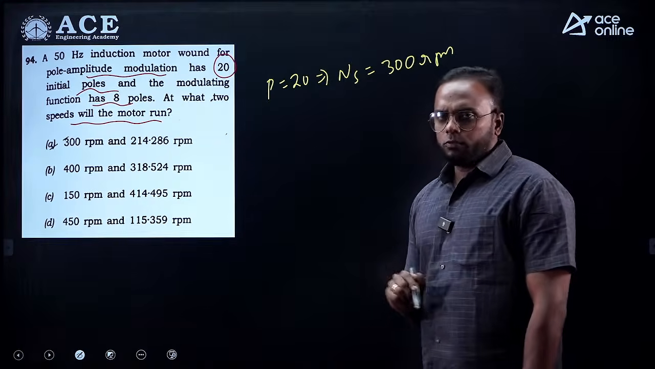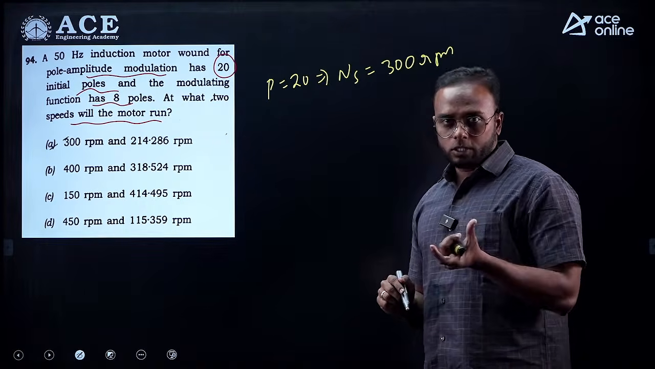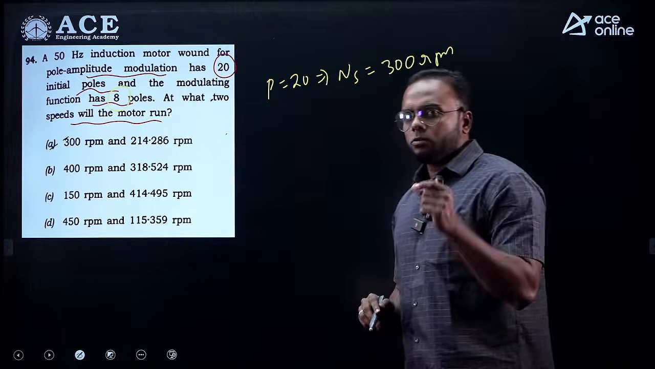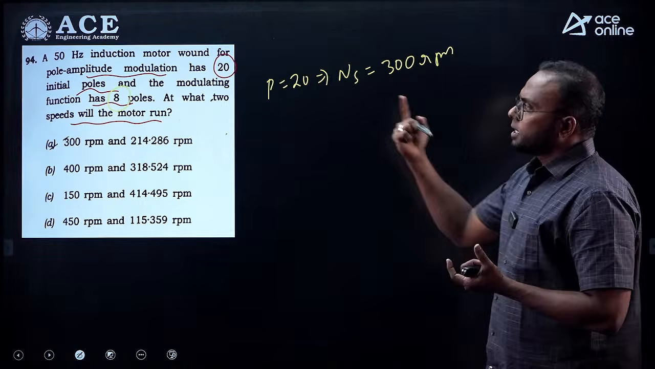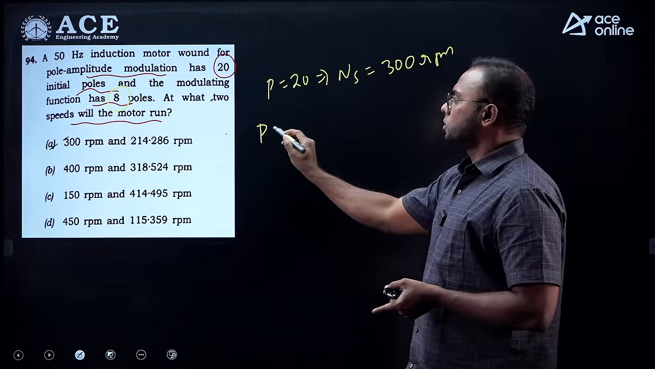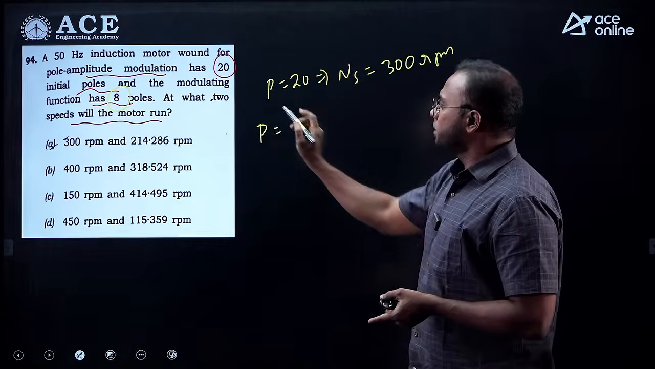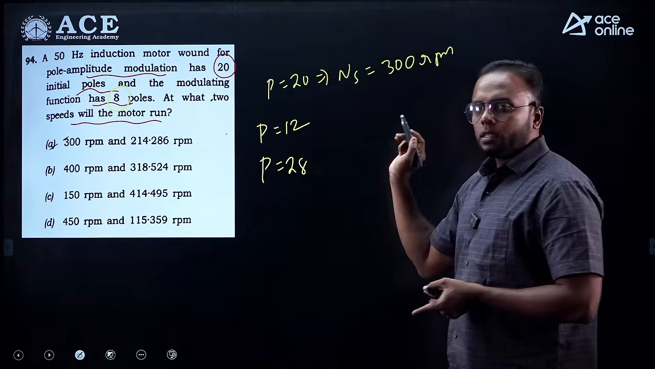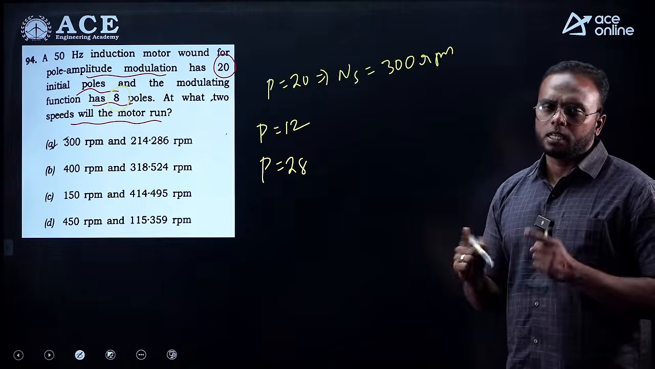Now, if pole modulation is applied, then taking the addition of the modulating poles, which is given as 8, we get 28 poles. And if you take the subtraction, we get 12 poles. So with pole modulation, the new poles may be 20 minus 8, which is 12, or 20 plus 8, which is 28. Any one possibility, either it increases or decreases.